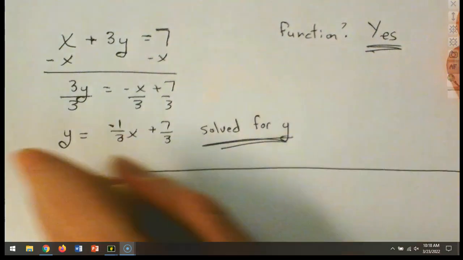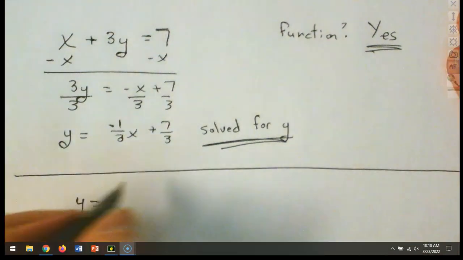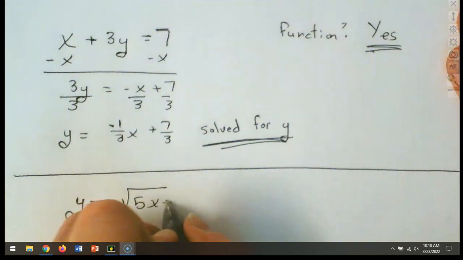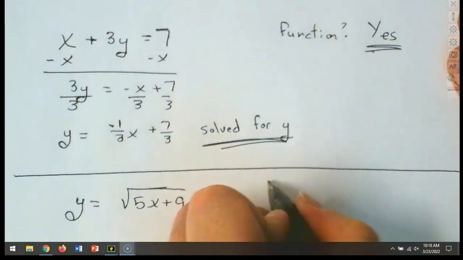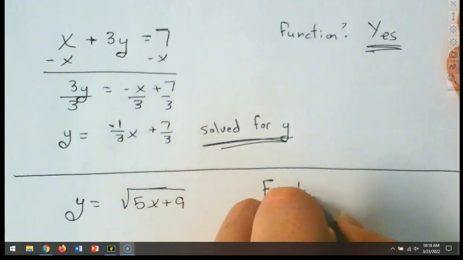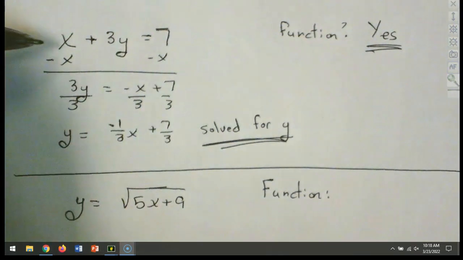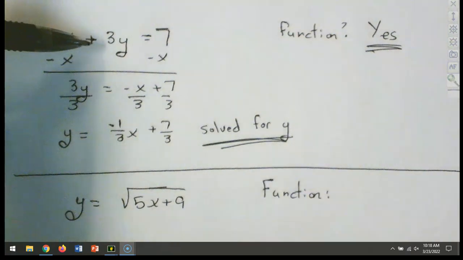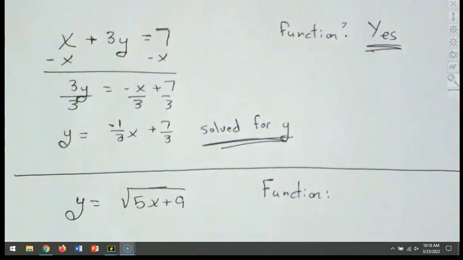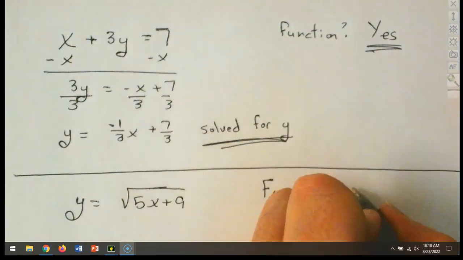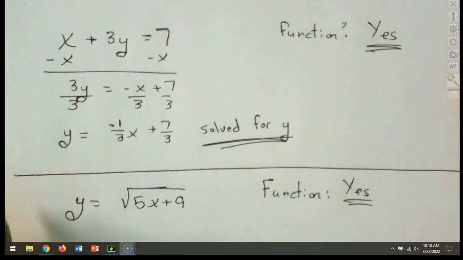Try another one. A lot of times, you don't have to do anything. All you have to do is look at it. Like the last one, we really didn't have to solve it at all because you could tell that, yes, you could solve it for y. As long as you can solve it for y, it's a function. This one's already been solved for y, hasn't it? Right? It's y equals. So this one would also be a function. And why is it a function? It's been solved for y.